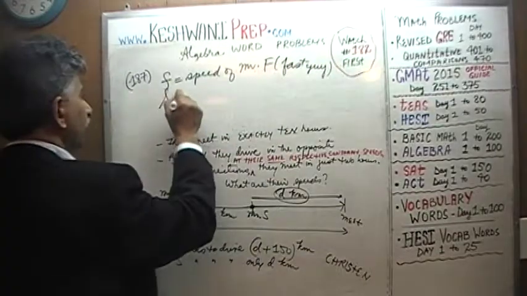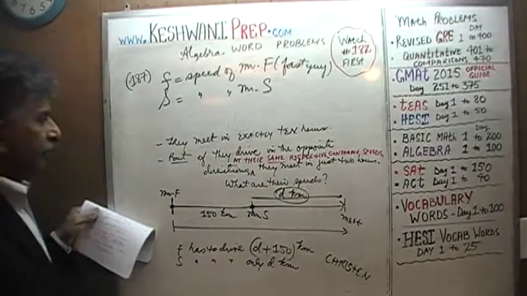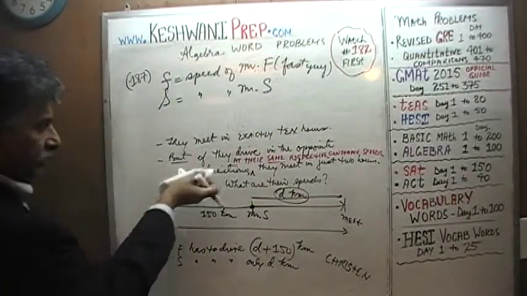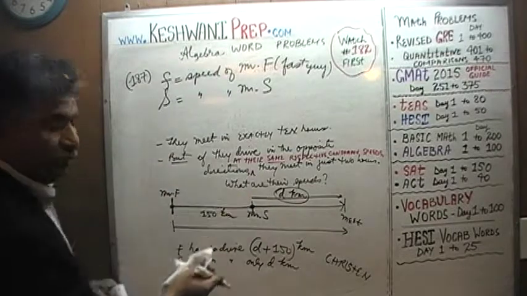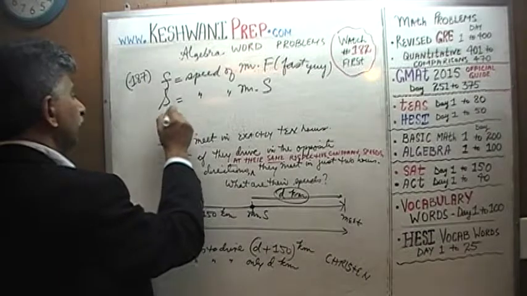And let's use the small letter S to represent the speed of Mr. S, the slow guy. And we know they meet in 10 hours. Again, I need the room. So even though this deals with the fact that when they are going in the opposite direction, I need the room. Or perhaps we can finish up here.